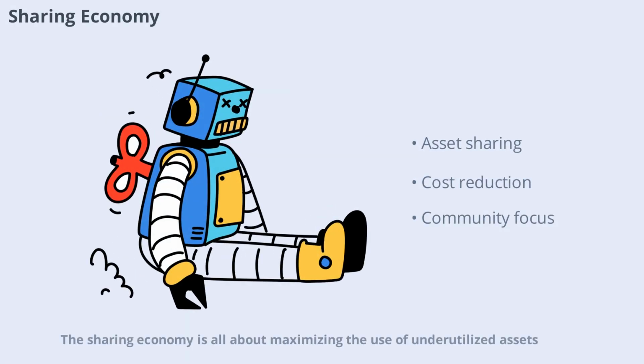The sharing economy is all about maximizing the use of underutilized assets. Platforms like Zipcar and WeWork let people share cars, office space, and more. This model reduces waste, lowers costs, and fosters community while challenging traditional ownership-based businesses.